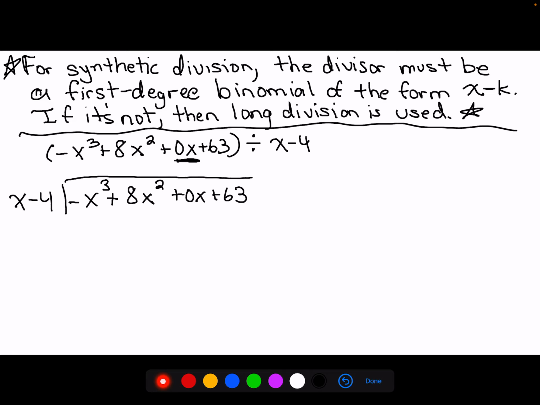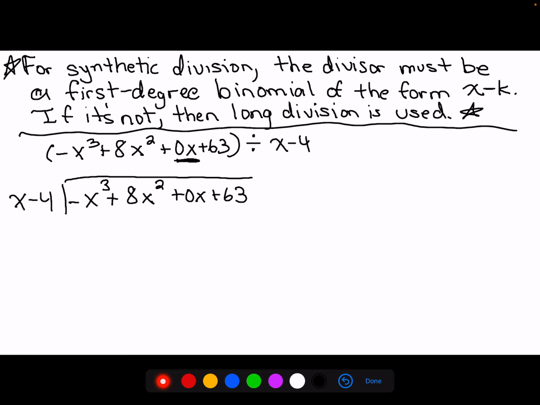We know in our heads that we can do synthetic division instead because the divisor is x minus 4, where the k is the 4. So it's in that format that we need. But just for demonstration, let me go ahead and show you the long division, and then I'll skip over and do synthetic right next to it.